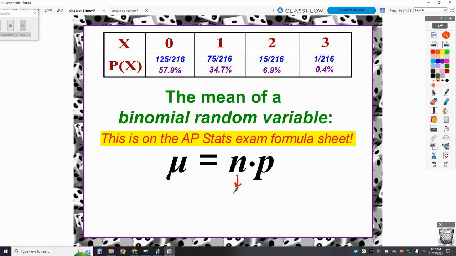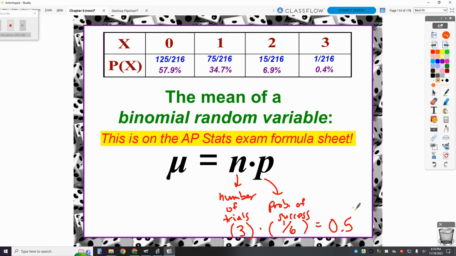So N represents the number of trials. P represents the probability of success. All we have to do to get the mean is multiply those two numbers. So how many trials are we doing here? How many times are we rolling this die? 3 times. 3 times, that's right. What's the probability of success? What was the probability of rolling a successful 4? It was 1 in 6. So what is 3 times 1/6? Well, that would be 3/6, which is 1/2 or 0.5. So there's the mean.